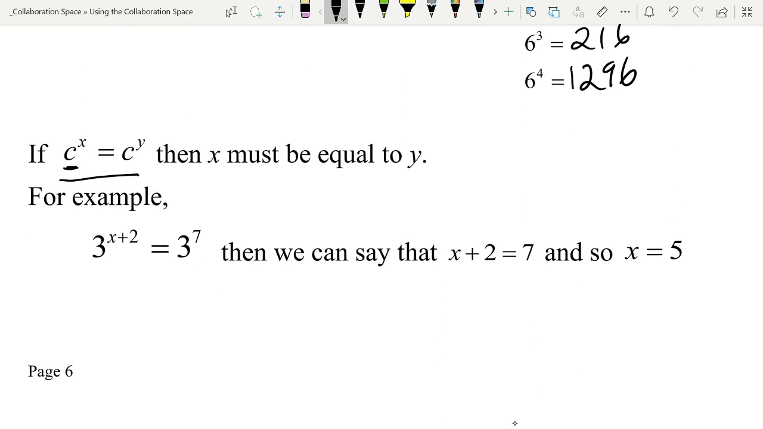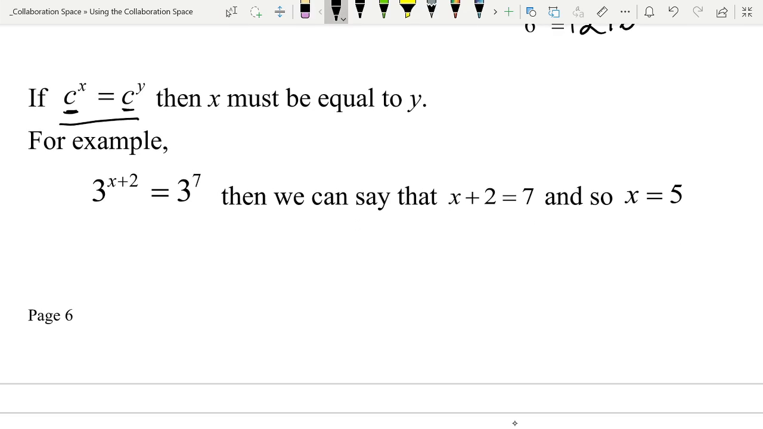If you have the same base to a power equals the same base to a different power, then those 2 powers must equal each other. So for example, if I have 3 to the power of x plus 2 equals 3 to the power of 7, then we say that x plus 2 must equal 7, and then you just solve that algebraically by minusing 2 from both sides of the equation, and x must be 5.